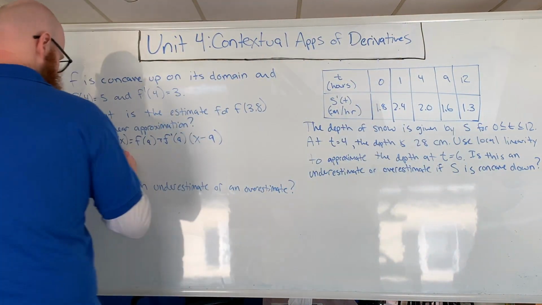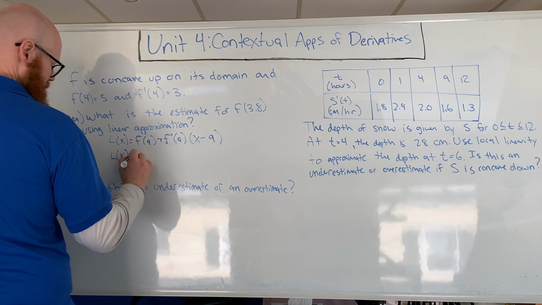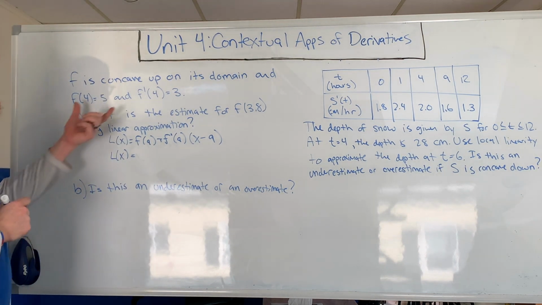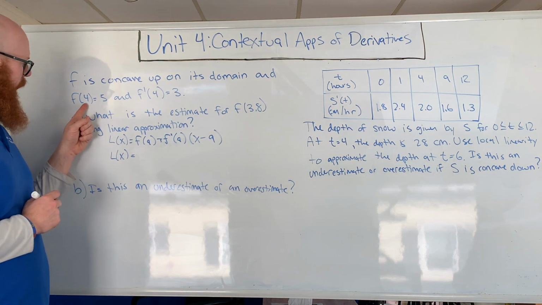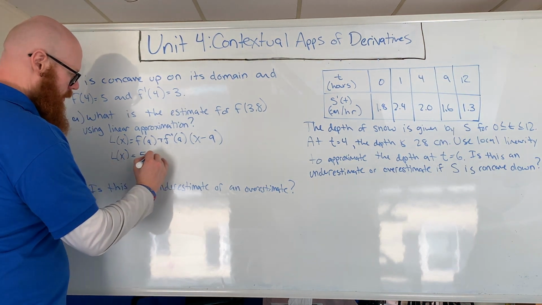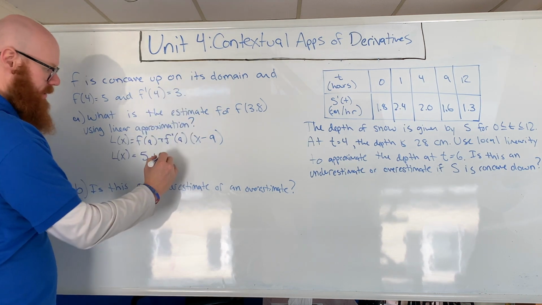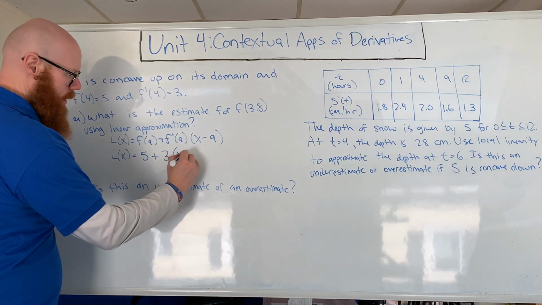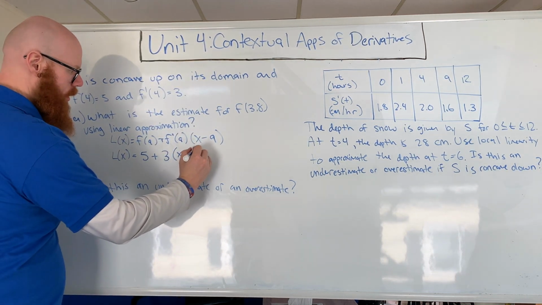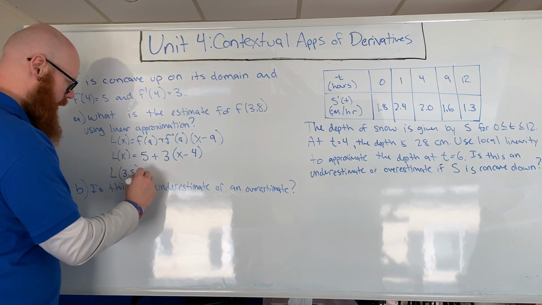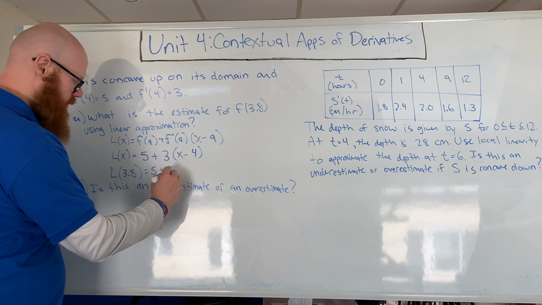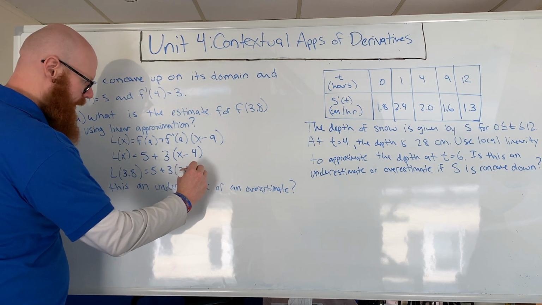It just has to do with the point slope formula. So L of x just equals f of a. Well, a in this case is 4. Well, they just tell us these values. We don't have to plug them into anything. f of 4 is 5. f prime of 4 is 3. And then a is 4 itself. So if we want the approximation for 3.8, we're simply going to do 5 plus 3 times 3.8 minus 4.